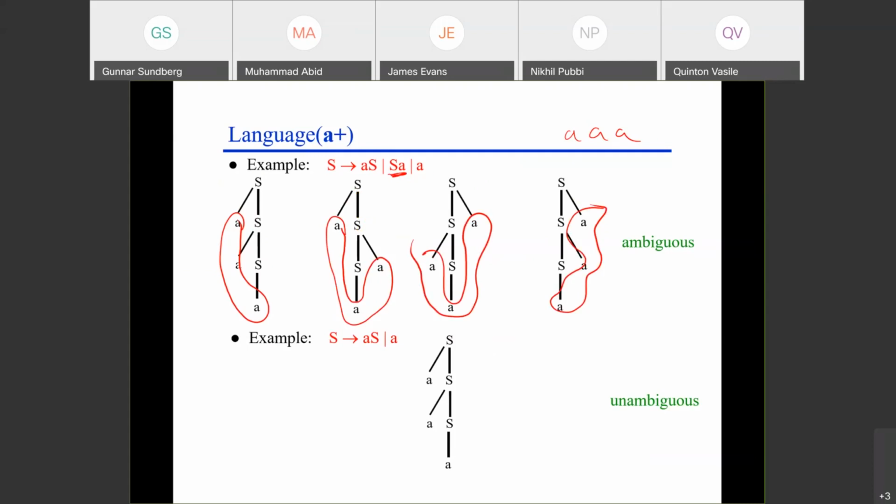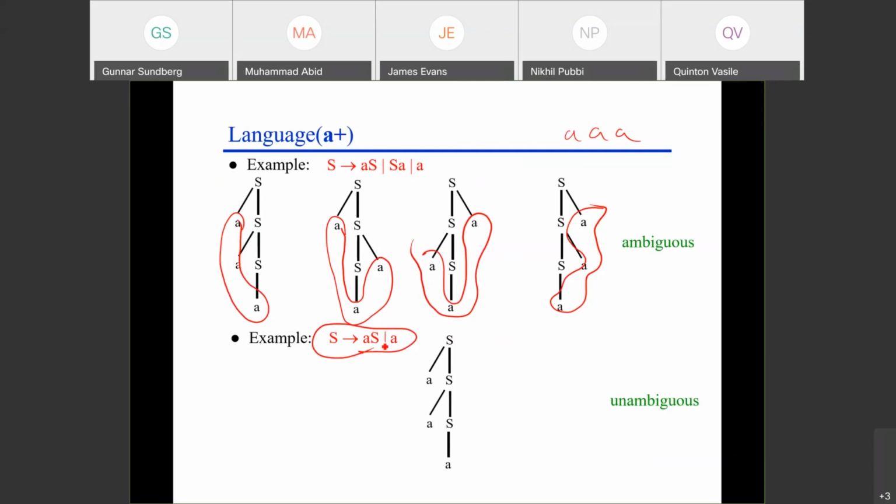And for sure, if you have this case, if your grammar has 1 million words you can generate with your grammar, let's say 1 million words, and one word can be generated by more than one parse tree, the grammar is ambiguous.